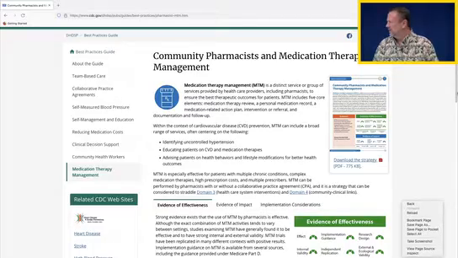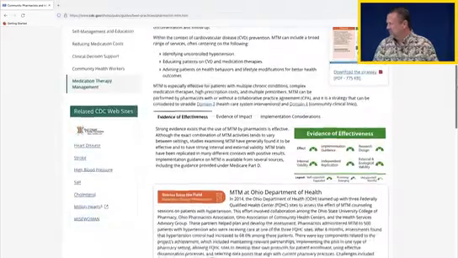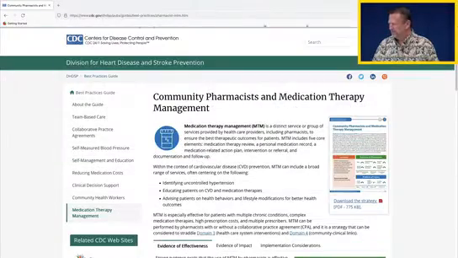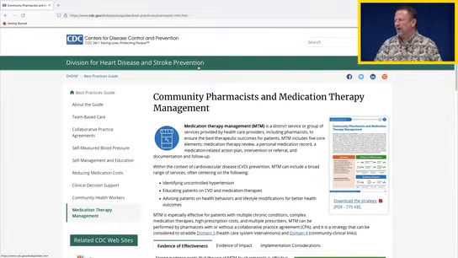This is the DHDSP website, and that stands for their Division for Heart Disease and Stroke Prevention. I knew this was on here. So right now we're talking about medication therapy management. There it is right there.